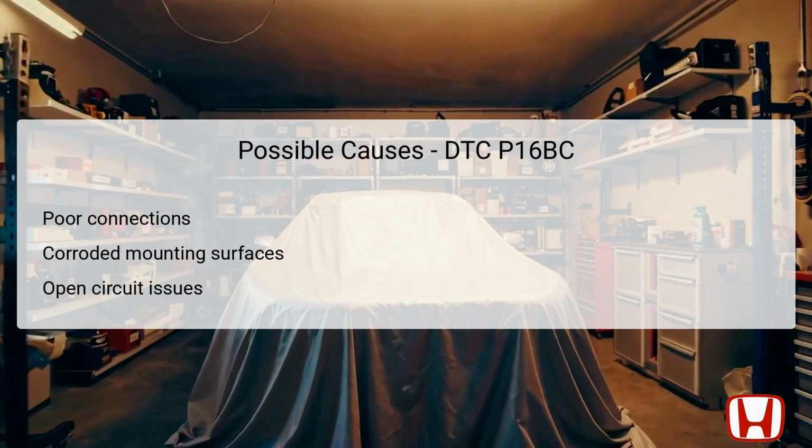The possible causes of DTC P16BC include poor connections at the alternator, which can happen due to wear and tear or inadequate installation. Corroded mounting surfaces can also severely affect electrical performance and include oxidation that reduces the surface area for electrical contact. Additionally, open circuit issues can lead to a lack of electrical flow between critical components such as the alternator and fuses. These factors collectively contribute to the low voltage problem indicated by this DTC.